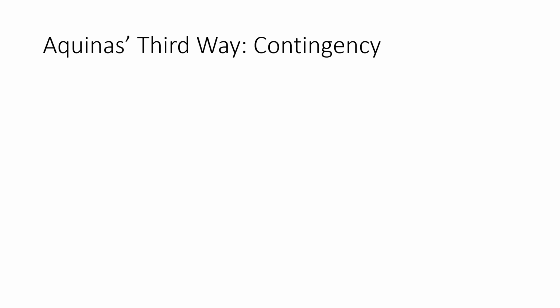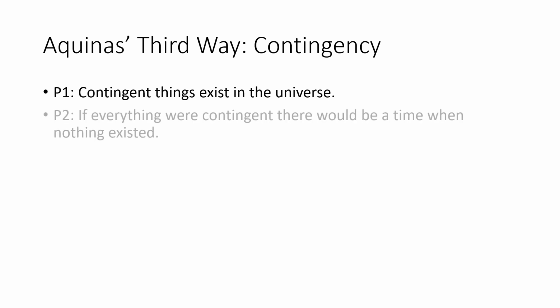Well, I think he can appeal to his contingency argument, his third way, to show that God must exist if we follow the reasoning that he sets out. So Aquinas talks about contingent things existing in the universe. The fact that tables and chairs and trees and rivers come into and go out of existence means that they exist contingently. They don't have to exist. They depend on other things to exist.